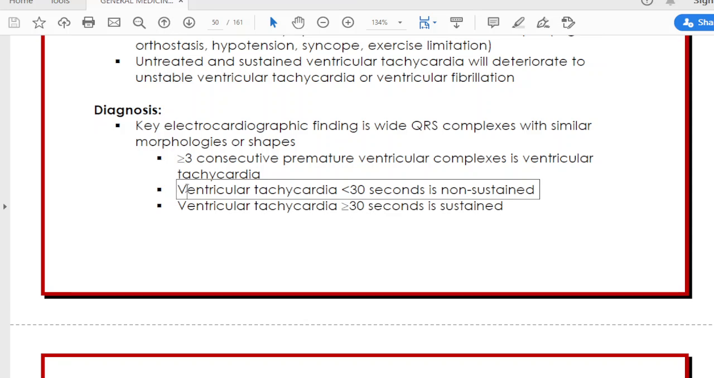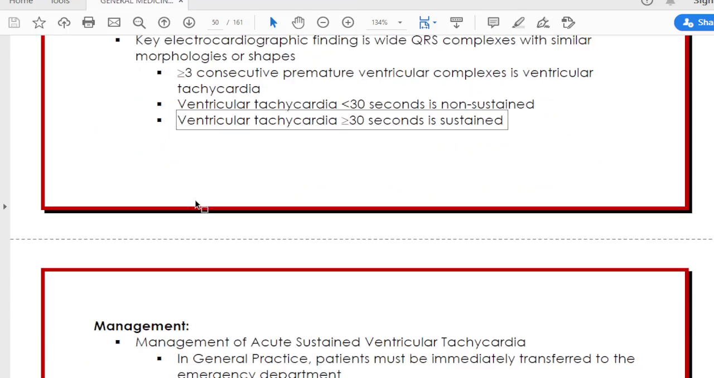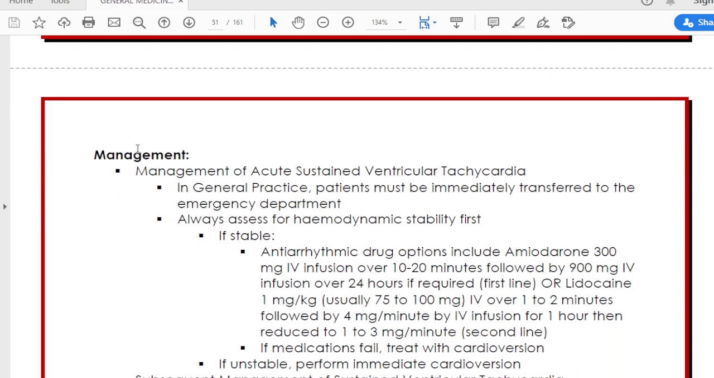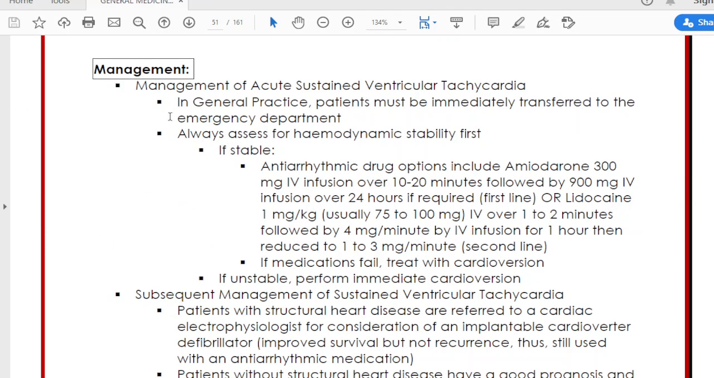Ventricular tachycardia lasting less than 30 seconds is non-sustained. Ventricular tachycardia lasting more than 30 seconds is sustained. Management. Management of acute sustained ventricular tachycardia. In general practice, patients must be immediately transferred to the emergency department.